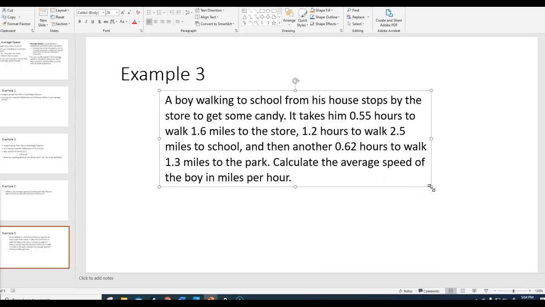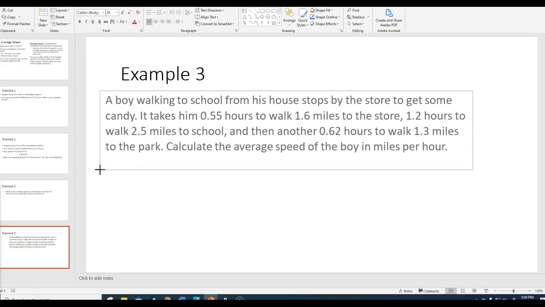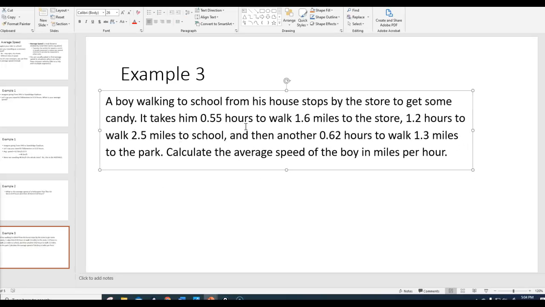It says a boy is walking to school from his house, stops by the store to get some candy. It takes him 0.55 hours to walk 1.6 miles to the store, 1.2 hours to walk 2.5 miles to school, and then another 0.62 hours to walk 1.3 miles to the park. Calculate the average speed of the boy in miles per hour. Pause it here and see if you can answer example 3 on your own. Just do that calculation on your own and see what you get.